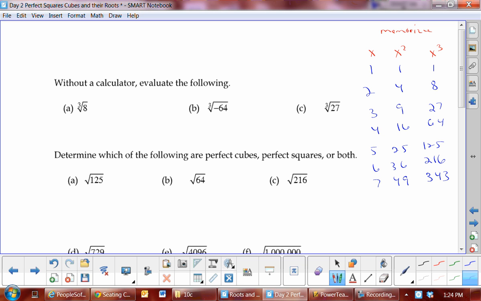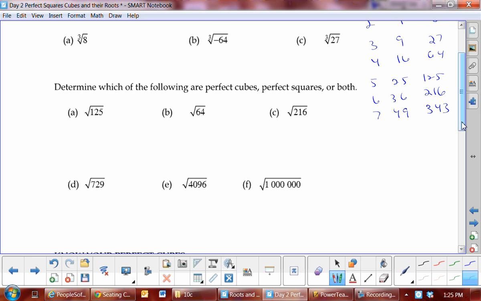Whenever you see that number 343, I want you to think I should try square rooting it. I should try cube rooting it. I know it's on that table. Okay. 8, 64, and 512. 9 is 81 and 729.